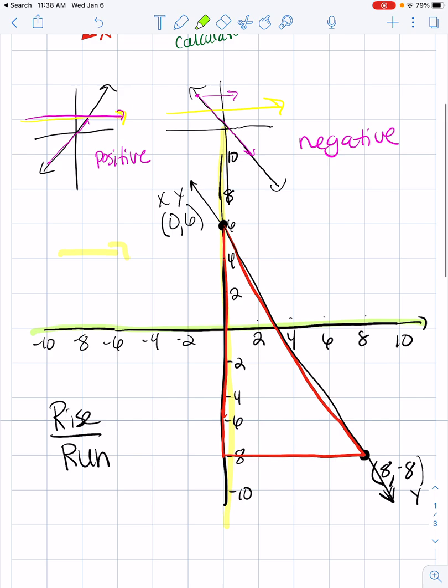So I'm going to change this color to green and just identify when I count a box. If I start up here at the 6, I go 1, 2, 3, 4, 5, 6, 7. So my rise is -7, and then my run is 1, 2, 3, 4, 4 to the right, and that's positive. So my rise over run for this line is -7/4.